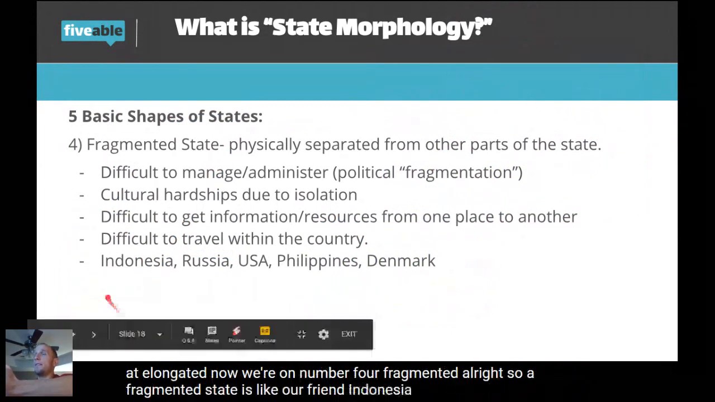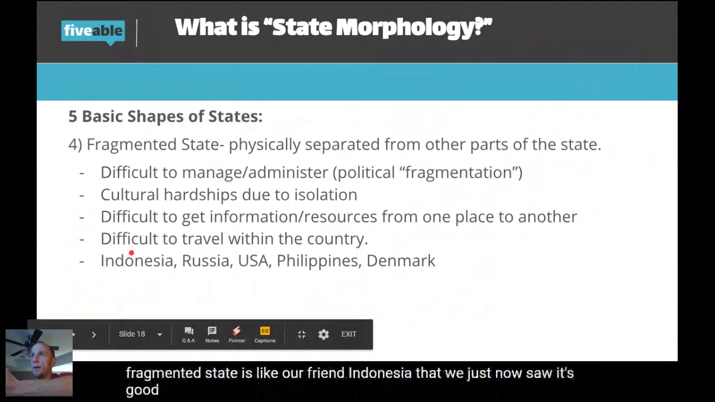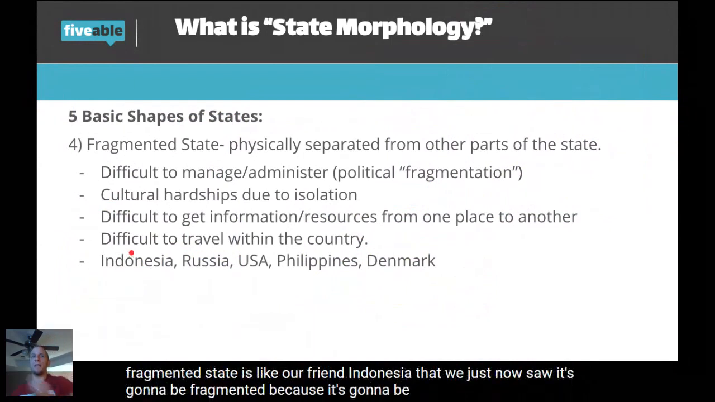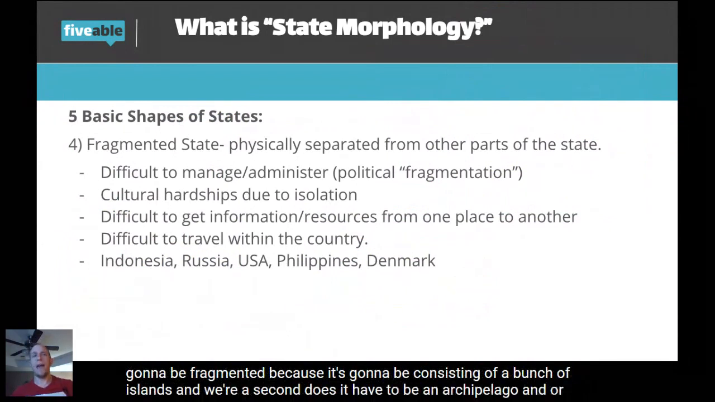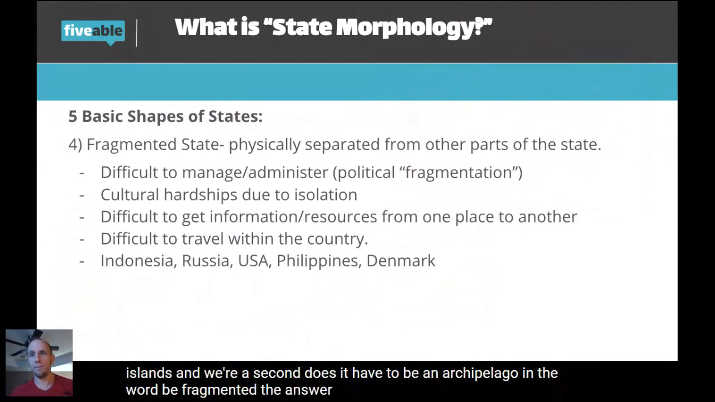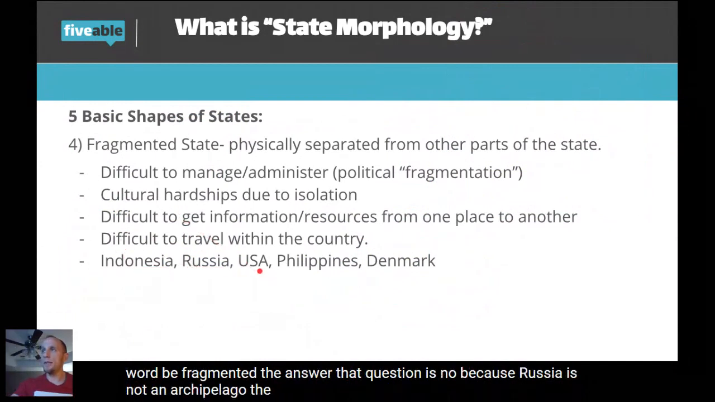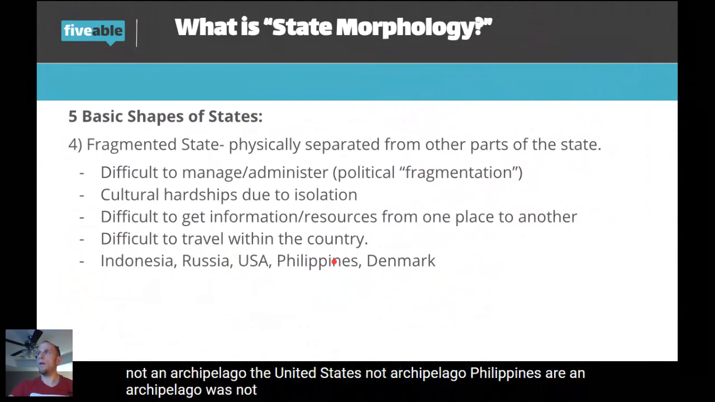All right, so a fragmented state is like our friend Indonesia that we just now saw. It's going to be fragmented because it's going to consist of a bunch of islands. Now, wait a second. Does it have to be an archipelago in order to be fragmented? The answer to that question is no, because Russia is not an archipelago. The United States is not an archipelago. The Philippines are an archipelago. What is an archipelago, guys?